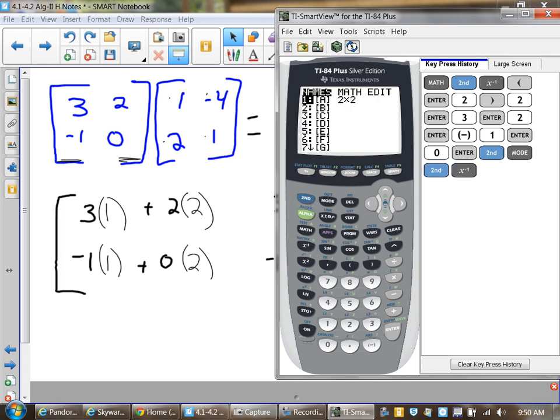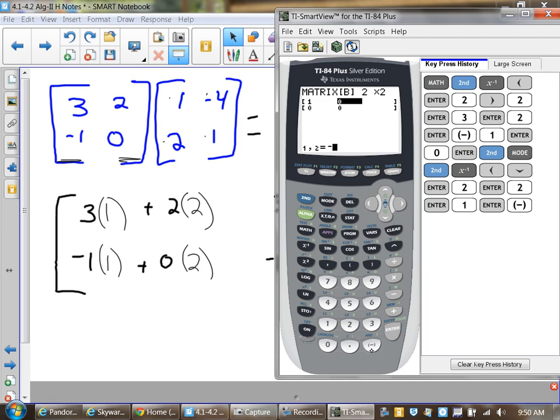That's your matrix. Right now, your matrix A is stored as a 2 by 2. That information is there, but we need to make another matrix. So we're going to edit and create matrix B. Hit enter. Once again, it's a 2 by 2. And our entries were 1, negative 4, 2, and a 1. And all I'm doing is just filling in the matrix in the calculator.